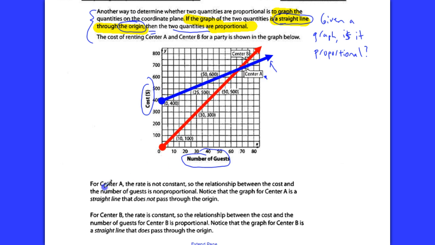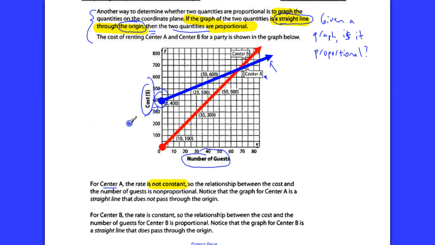Hopefully you highlighted it one color. It says for center A, the rate is not constant. And the reason we know that this rate is not constant is because it does not go through the origin. See this point right here? That is not the origin. Therefore, it is not proportional. And you're probably sitting there going, what in the world are you talking about here? Let me see if I can show you another way.